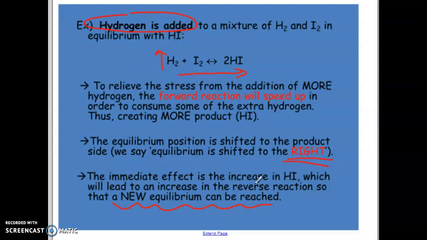So you can see that in a bunch of different ways. We can say it shifts to the right, it shifts to the product side, the forward reaction is sped up. You can say this in a bunch of different ways. It means the same thing. You're making product because you've added in excess reactant.